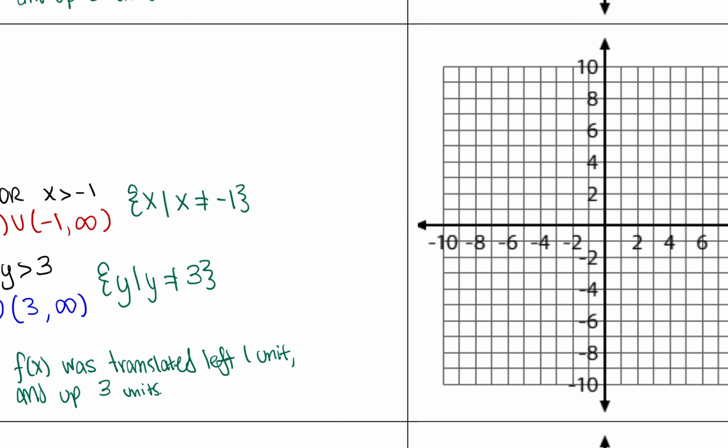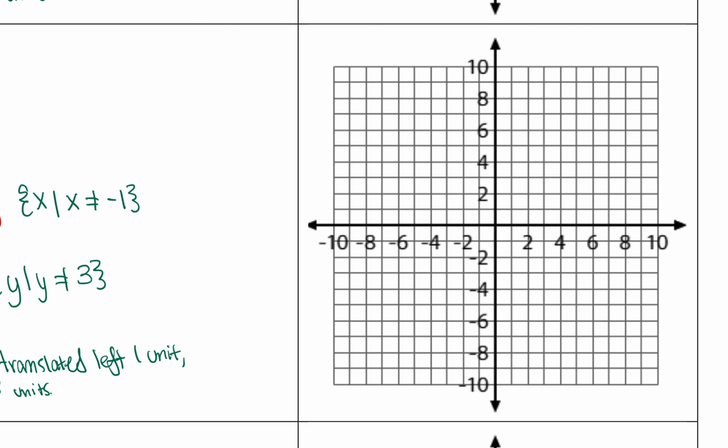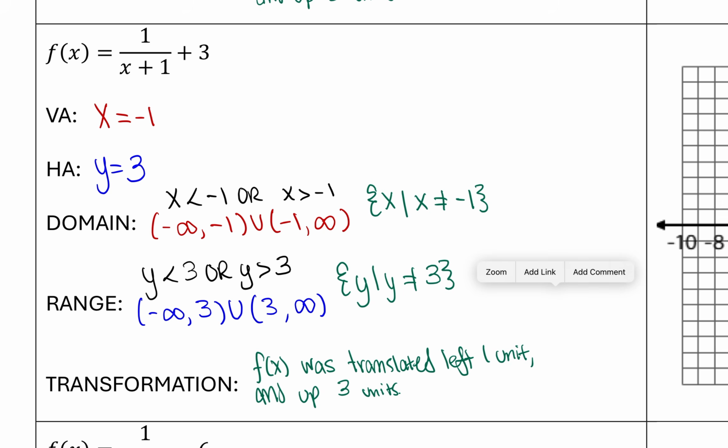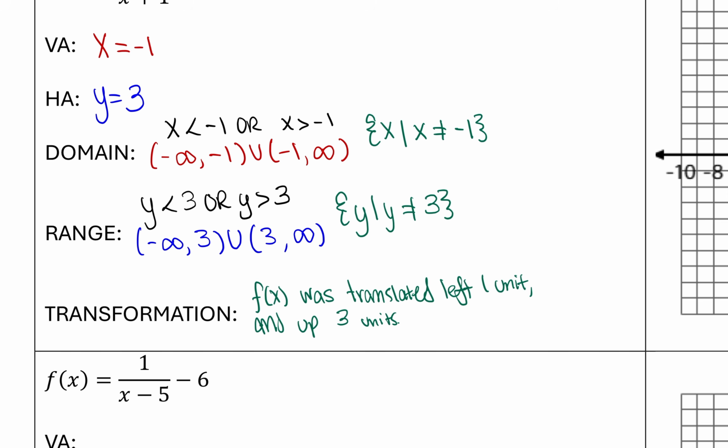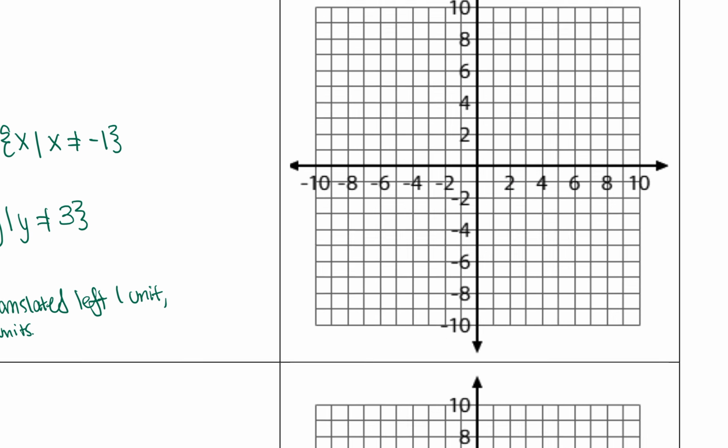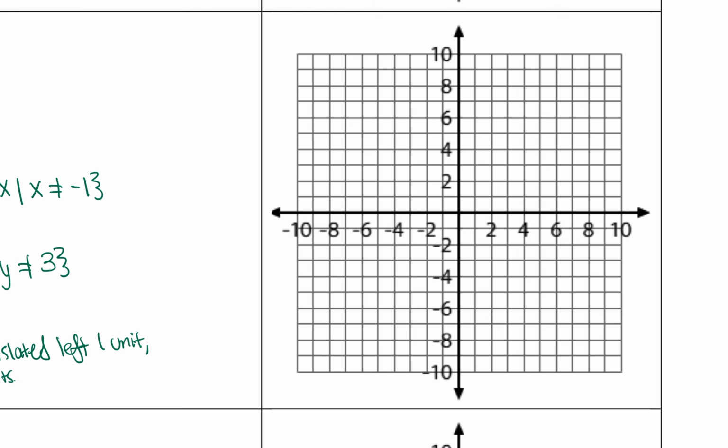Okay, now we're going to sketch the rational function. We have a vertical asymptote at x equals negative 1. So let's go ahead and sketch that out. X equals negative 1 is right here. This is the vertical dashed line. And we have a horizontal asymptote at y equals 3. Let's go ahead and sketch that out.